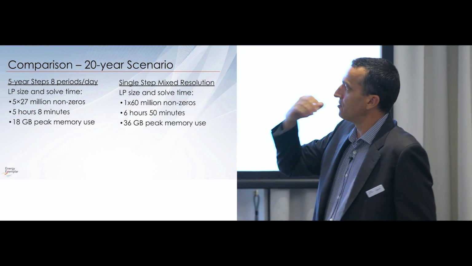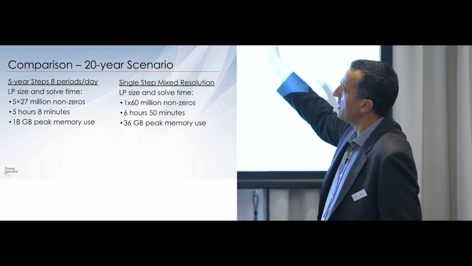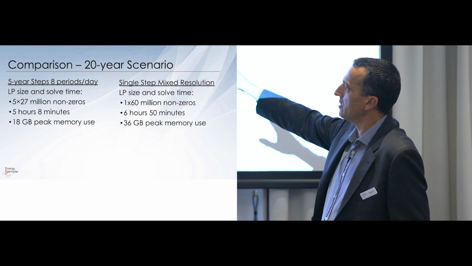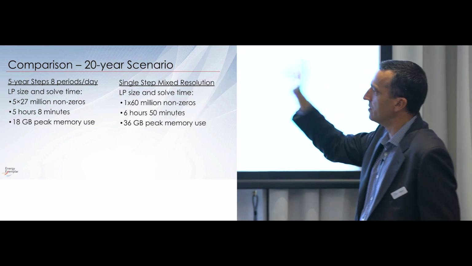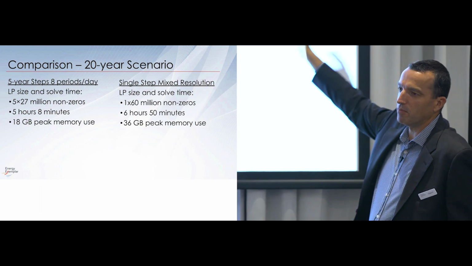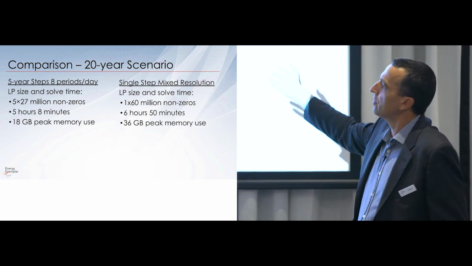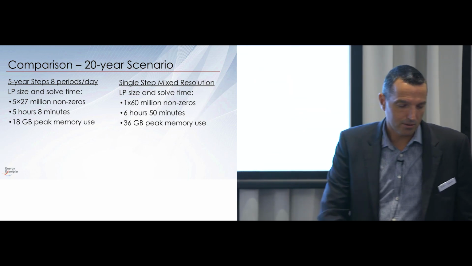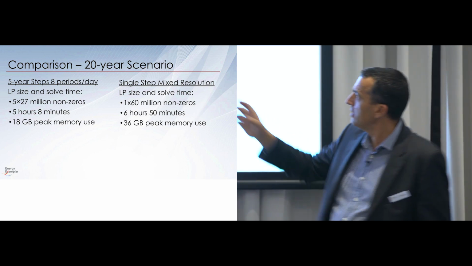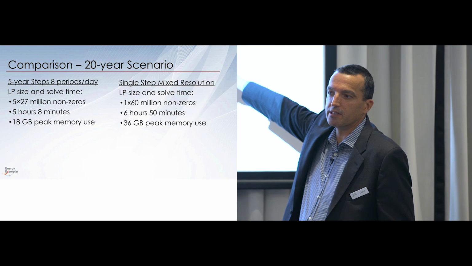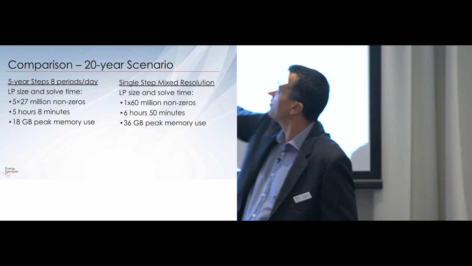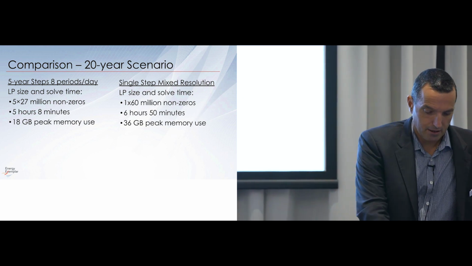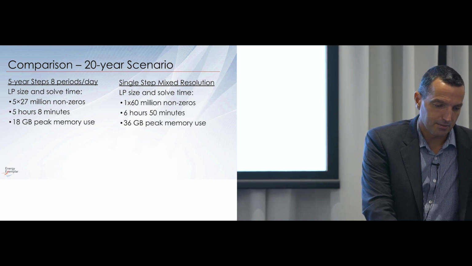So again, using just a draft model from AEMO, which happened to be a 20-year case, if we solve with 5-year steps, the LP size is about 27 million non-zeros. It takes 5 hours and 8 minutes to solve and uses 18 gigabytes. So I sort of set my mixed resolution up to be roughly the same solve time, but 60 million non-zeros, 6 hours solve time and a bit more memory, but in this version, I'm solving the whole horizon in 1 step, right? And in this one, this is 5 steps. So one 20-year horizon, roughly the same runtime, and not surprisingly, a little bit more memory use.